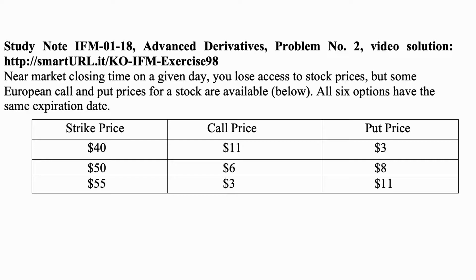Here's a problem for today for exam IFM, Investments and Financial Markets. Near market closing time on a given day, you lose access to stock prices, but some European call and put prices for a stock are available. All 6 options have the same expiration date, and you're given strike prices 40, 50, 55, and call prices of 11, 6, and 3, and put prices of 3, 8, and 11.